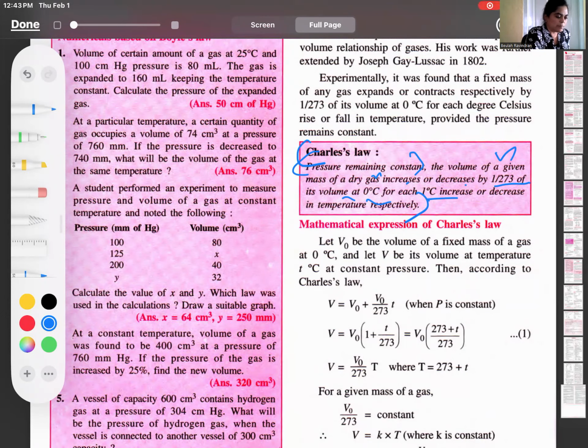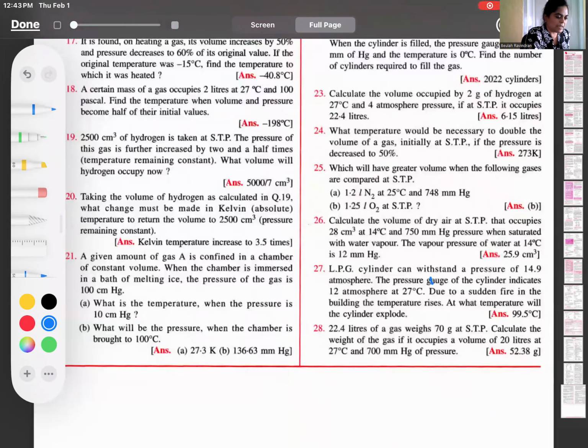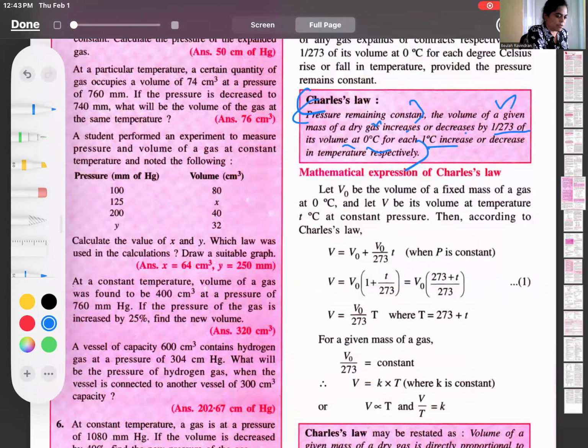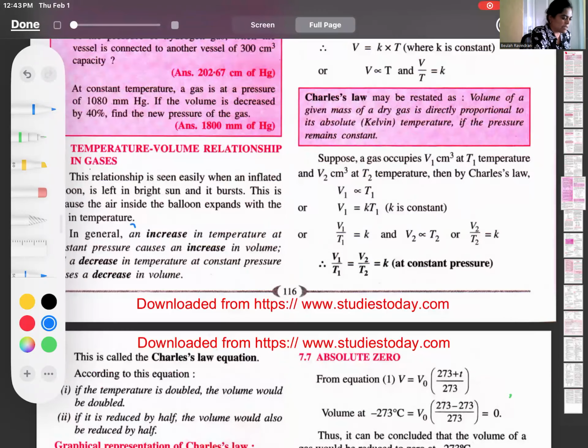Volume and pressure is directly proportional. Sorry, volume and temperature is directly proportional. Volume is directly proportional to temperature, keeping pressure constant. So an increase in temperature at constant pressure causes an increase in volume. A decrease in temperature at constant pressure causes a decrease in volume. That means V is directly proportional to temperature.